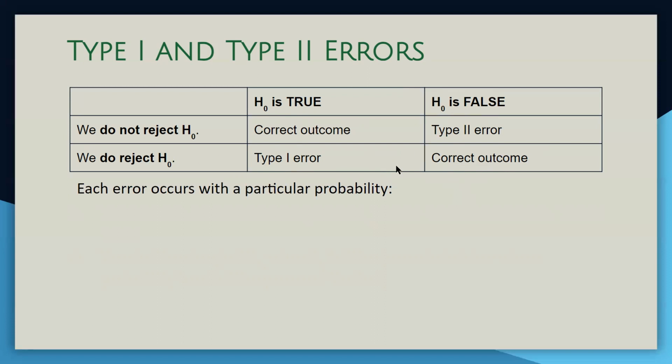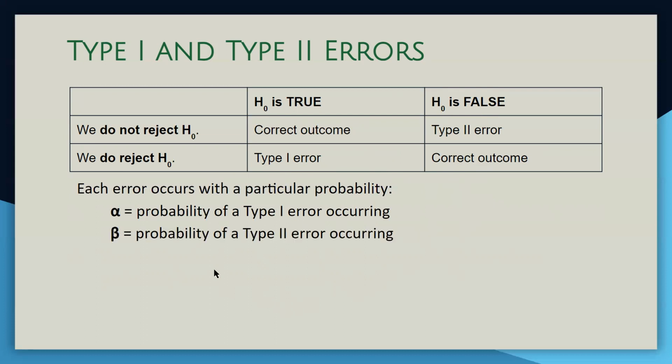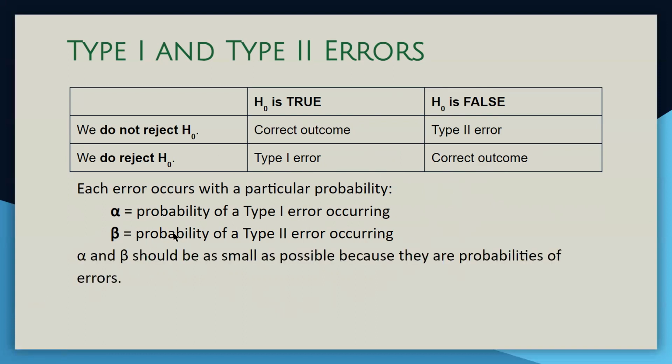Each of those 2 errors, type 1 and type 2, occurs with a particular probability. Alpha is the probability of a type 1 error occurring, meaning the null is true and we reject it. This new Greek letter, beta, is the probability of a type 2 error occurring. So the null is false and we fail to reject. Remember that that is related to the power of the test. Alpha and beta should be as small as possible because those are the probabilities of the errors. We don't want errors happening.